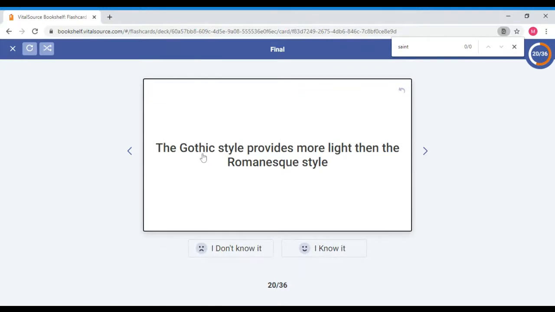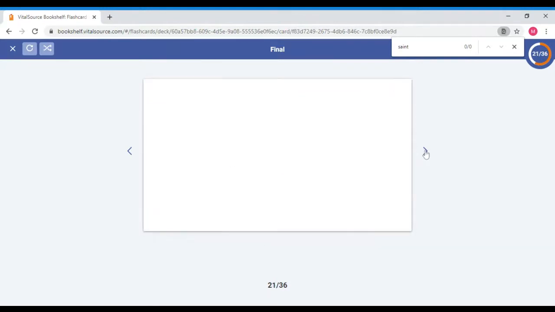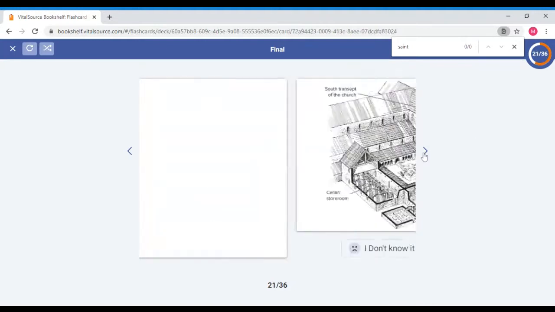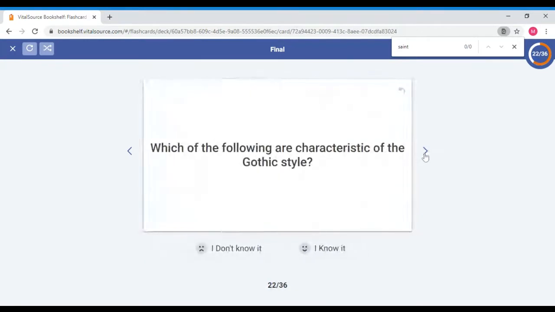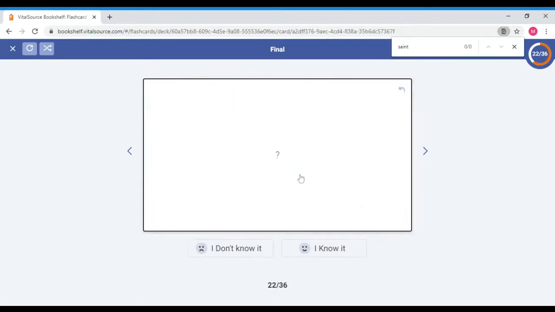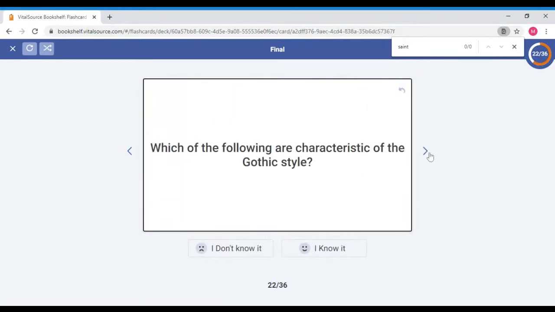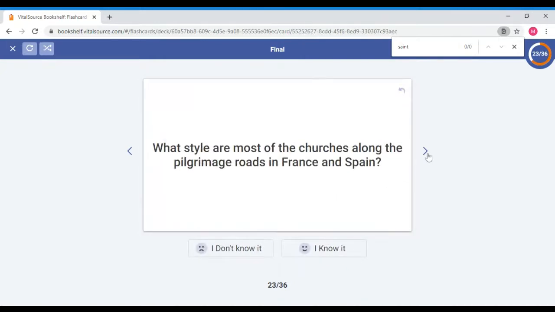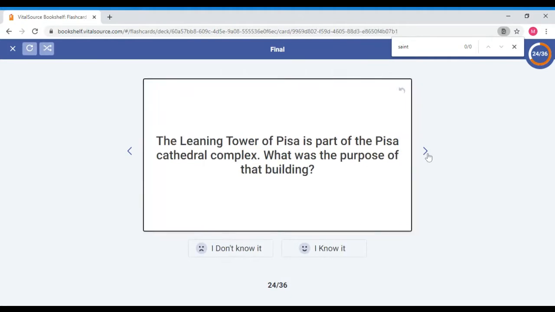Is this true or false? The Gothic style gives you more light than the Romanesque. So is it true or false? You answer that. This is more Romanesque. Which of the following are characteristic of the Gothic style? It's going to be a list, just so you know what is Gothic. The style of most churches along the, so this is Romanesque, the Leaning Tower of Pisa.